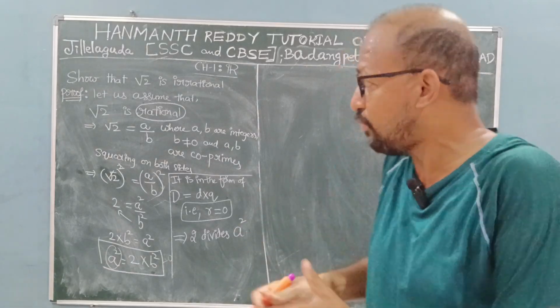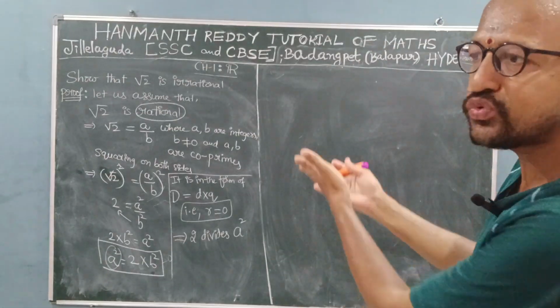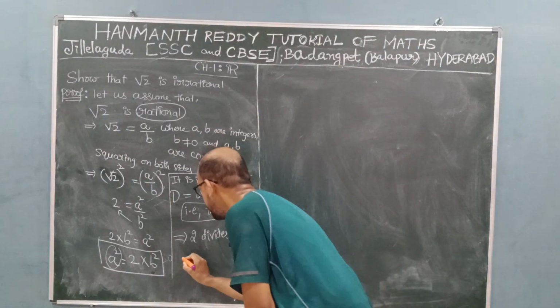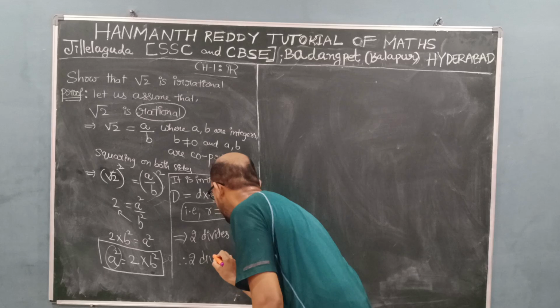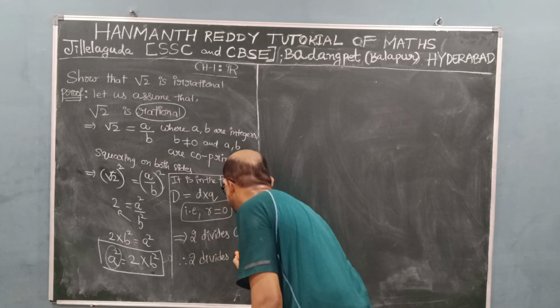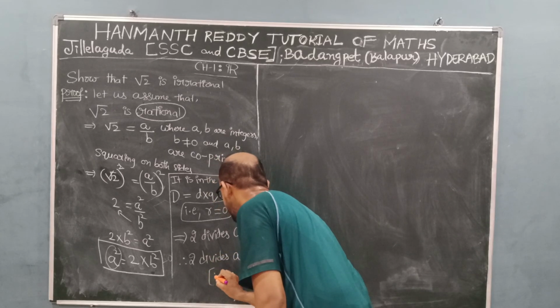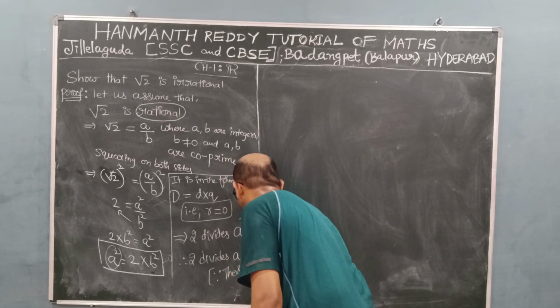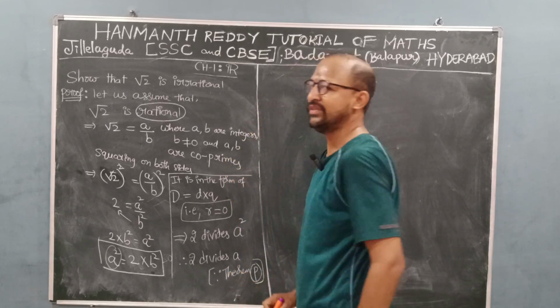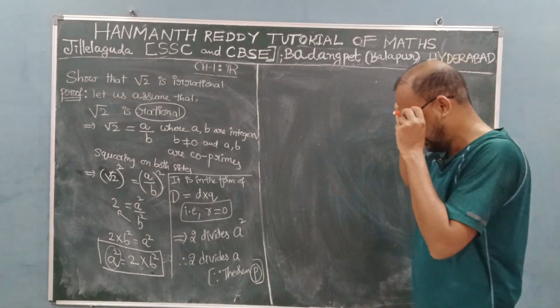You have to write that on your own, as it came while proving. Therefore by theorem P I can write 2 divides a. What is the reason? By theorem P. Don't write just "theorem P"; write that complete statement in your exam. Since by theorem P.